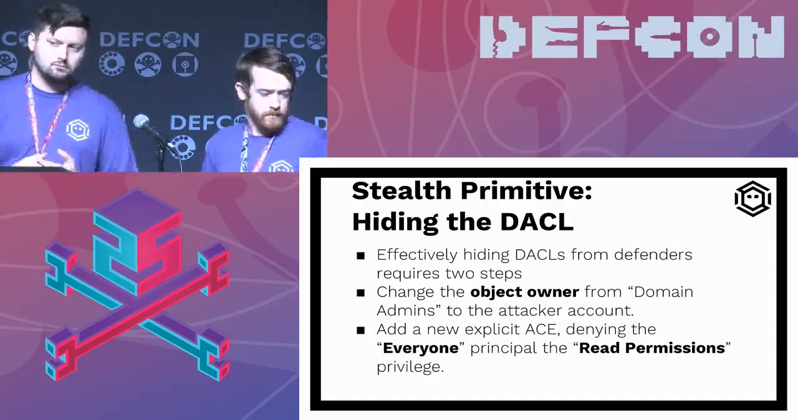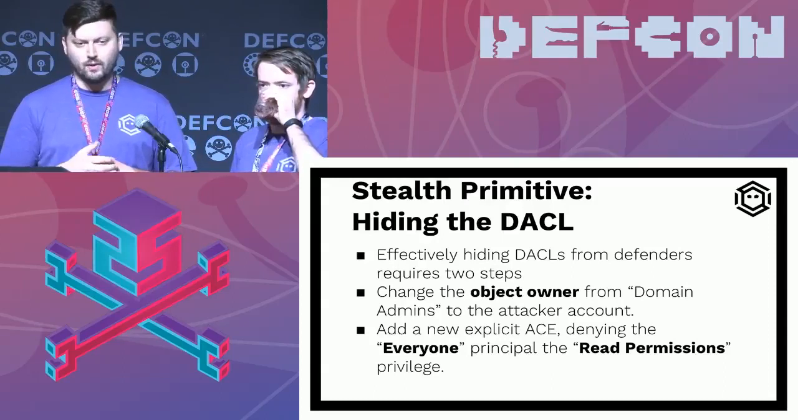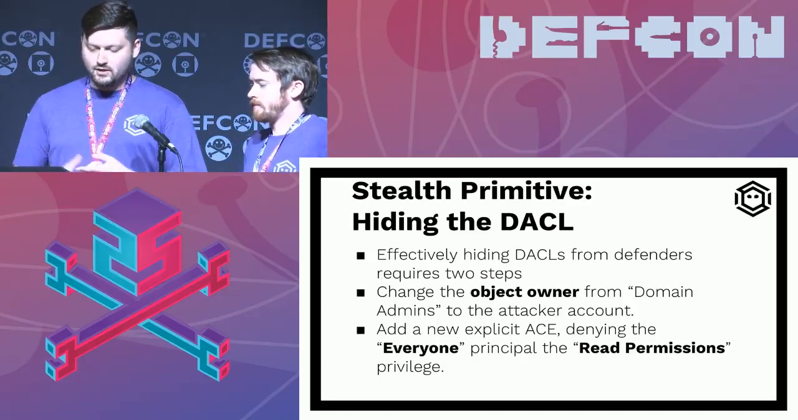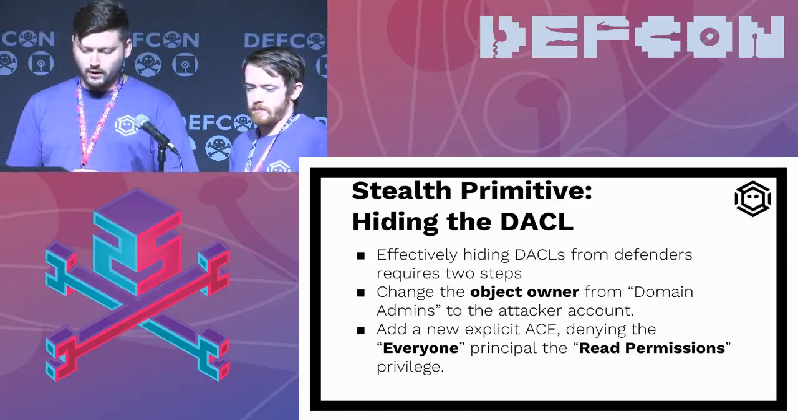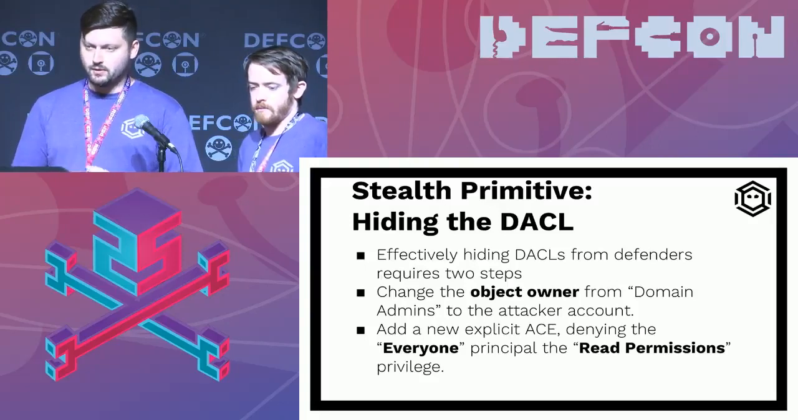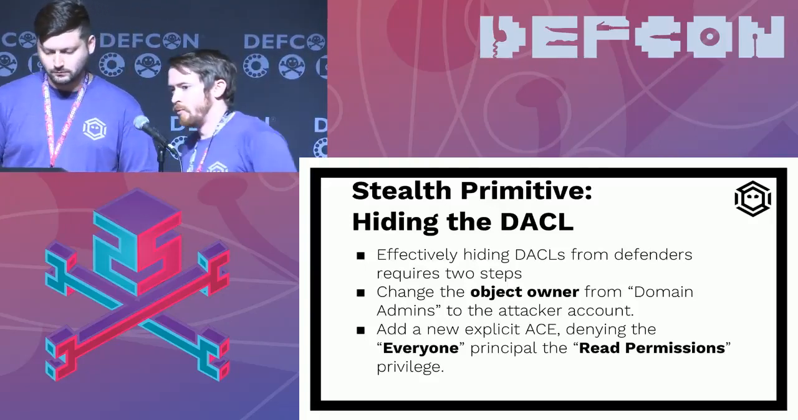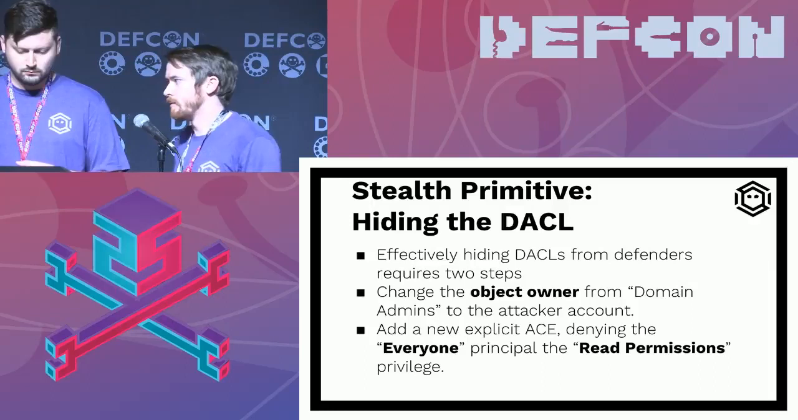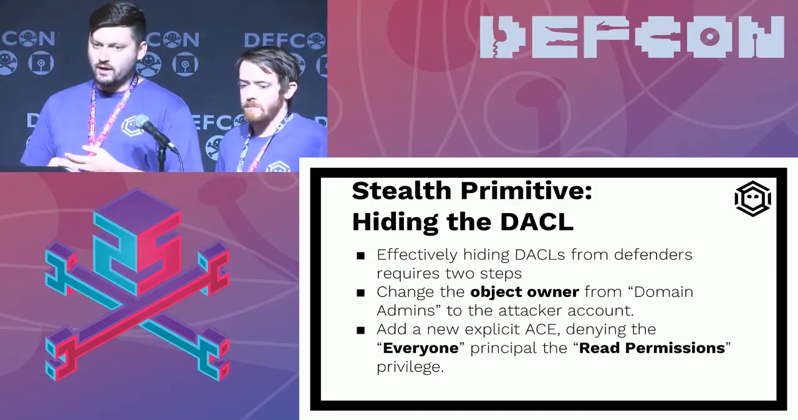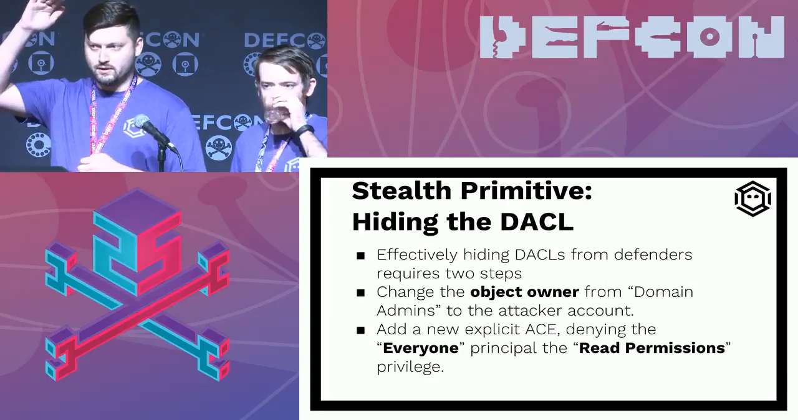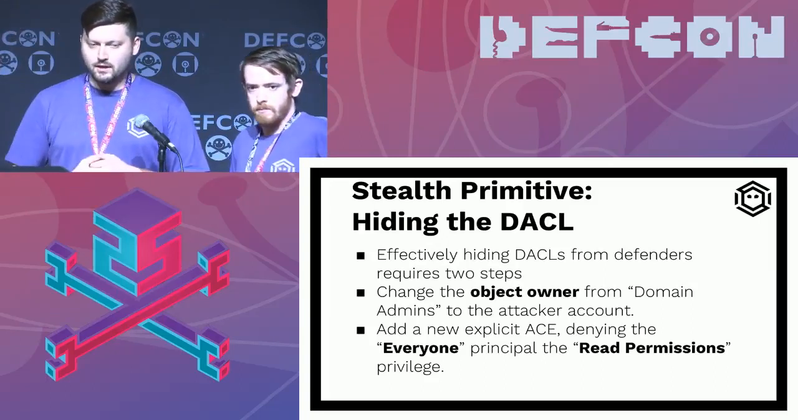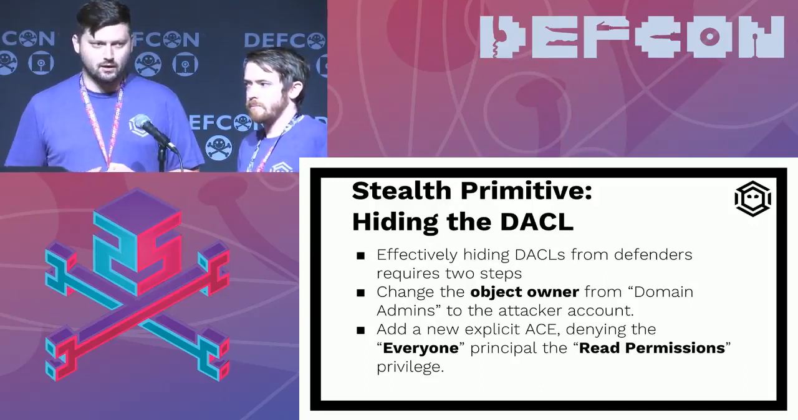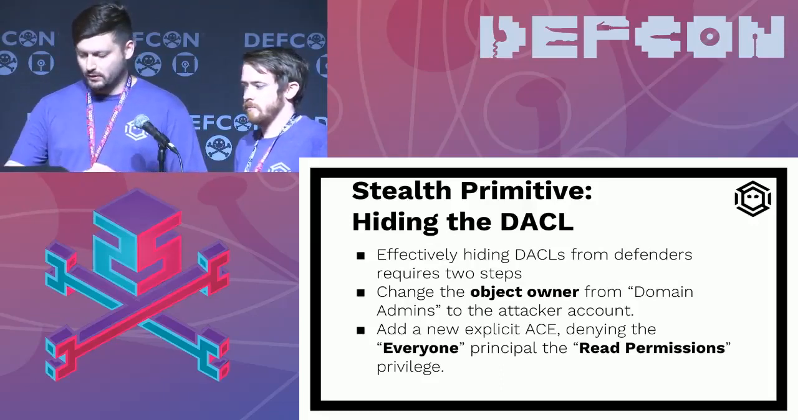So how can we hide the DACL? I just showed you with BloodHound how we can audit the DACLs, but what if I don't want you to be able to audit the DACL as a defender? This requires 2 steps. I change the object owner for the object I'm backdooring away from the domain admins to another principal that I control, or the principal itself. And remember, that's because object owners have implicit full rights despite any explicit denies that might exist in the chain. Secondly, I will add a new explicit deny ACE, which, recall, will take precedence over anything else in the DACL. And I say the everyone principal is denied the read permission privilege. Then I can't audit the DACL from any other principal except for the one that's backdoored.